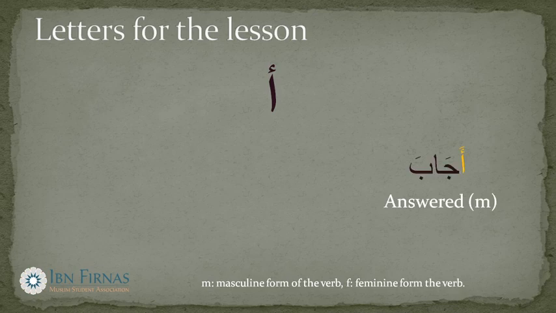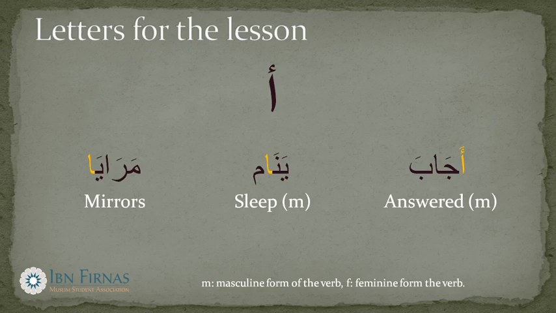So the first word is ajaba, and this is how the alif is written at the beginning of the word. Ajaba, answered, and this is the masculine form, because in Arabic for each verb there is a masculine and a feminine form. In the middle it looks like this, and this is yanam, which means sleep, masculine form. And finally at the end it looks like this, and this is maraya, mirrors.